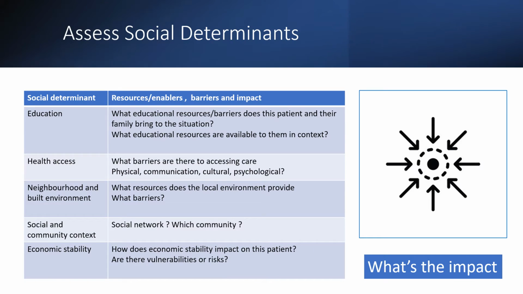In your patient assessment, you need to pay attention to the social determinants of health and ask the questions about what resources or enablers this patient has in this context. What are the barriers in each domain, and what's the impact? For example, for health access, that means considering physical barriers like poor mobility, communication barriers like language or deafness, cultural barriers. Perhaps there's a lack of trust in conventional medicine or trust in an alternate paradigm. And what about psychological barriers? Is depression impacting on access to care, or anxiety about needles doing so? Finally, what's the impact of all of this on the patient's care?